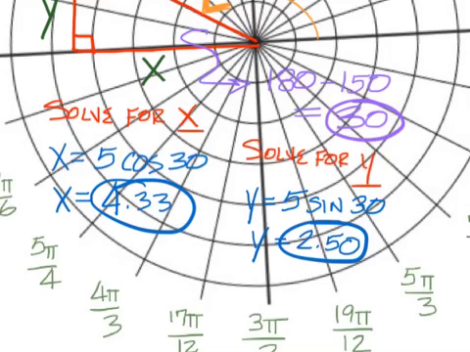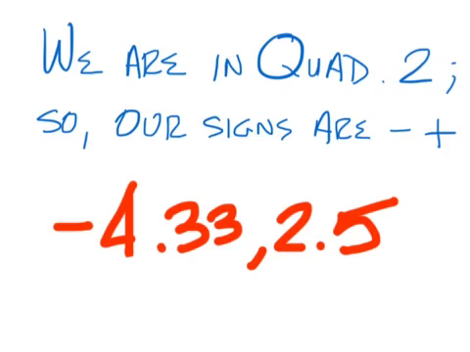What's the next thing we have to figure out for the answer? Yeah, check for the signs. So we are in quadrant 2, so our signs are negative plus. Therefore, your first one is negative, the second one is positive. So negative 4.33 and 2.5 will be the rectangular coordinates for this, converting from polar. Are there any questions before we go to the practice?